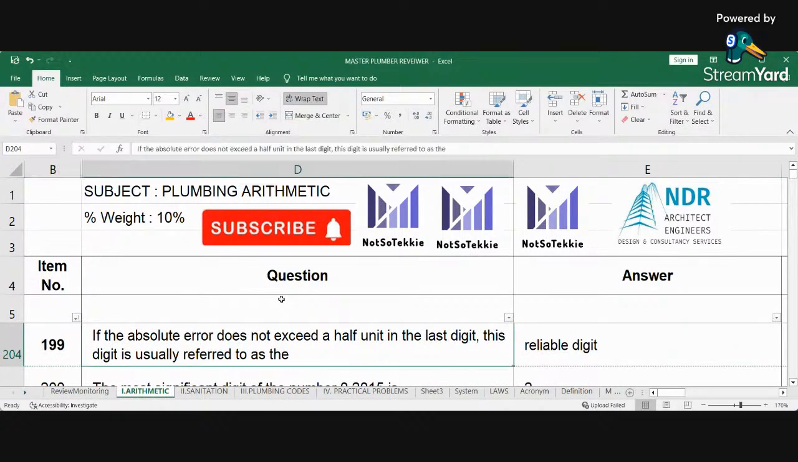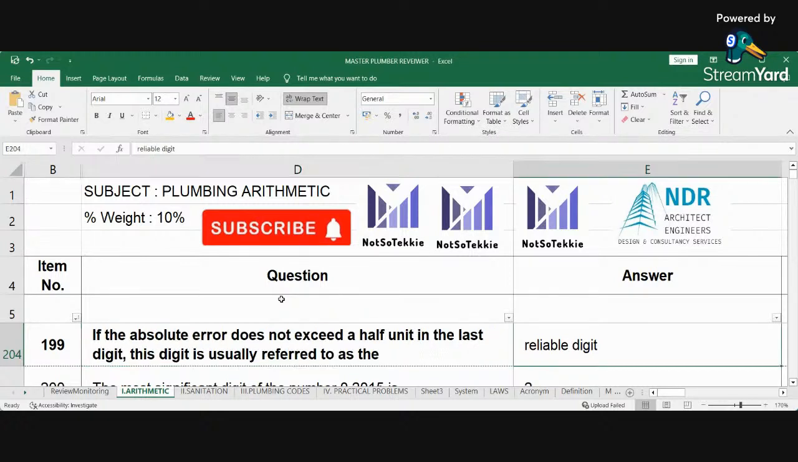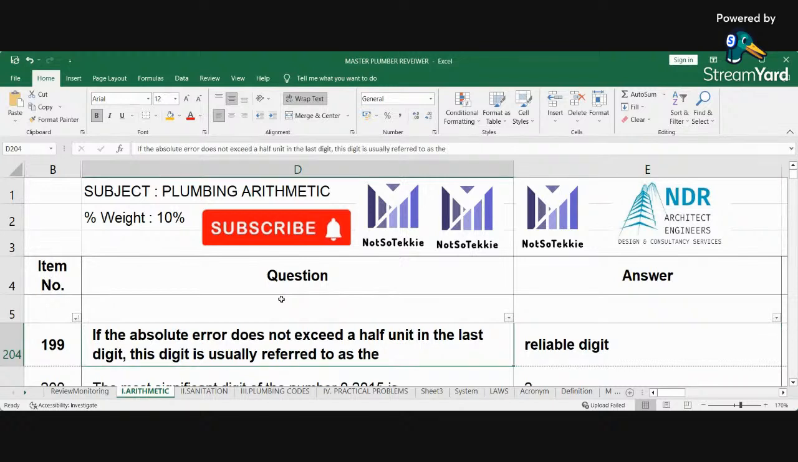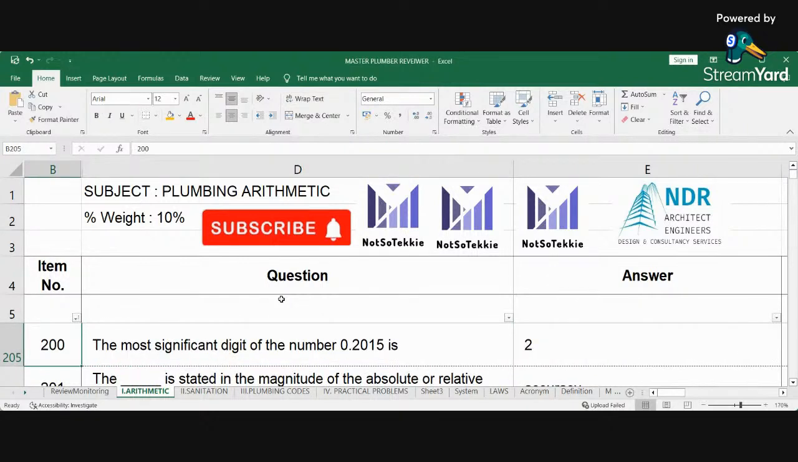199. If the absolute error does not exceed a half unit in the last digit, this digit is usually referred to as the reliable digit. And the last question for this set 2 session.